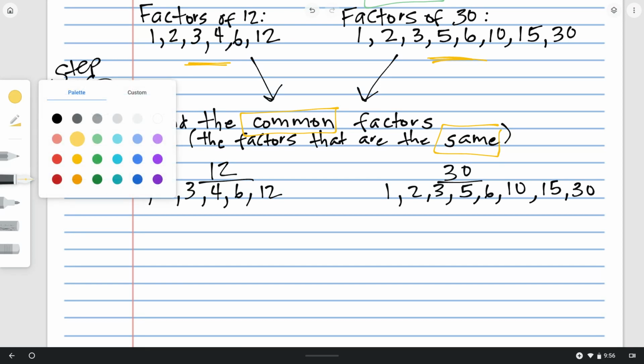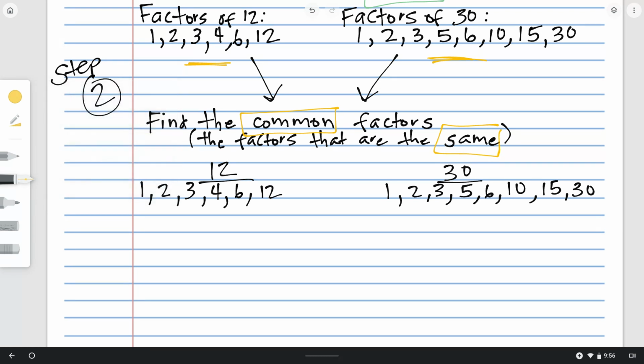Okay, which ones were the same? Let me look in the chat here. Wow, look at all these answers. Which ones were the same? Well, there's a 1 here and a 1 here. Let's see what else I have. 2 is the same in 12 and 30. Oh, wow. It also has 3. Does this list and this list have a 4? Nope. But it does have a 6. Just going down the list here. And then there's a 12 here, but no 12 in 30.